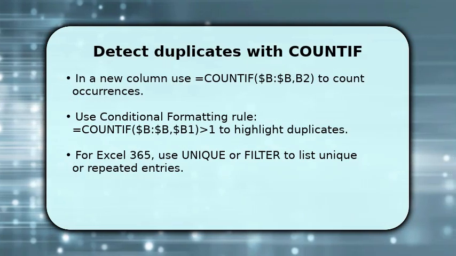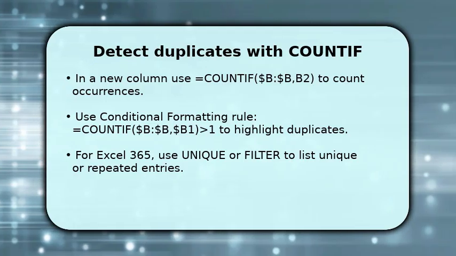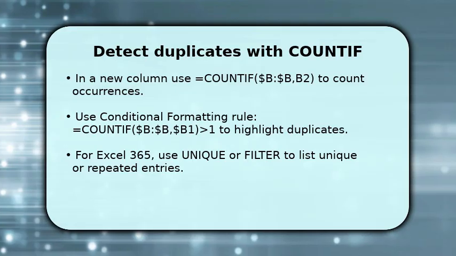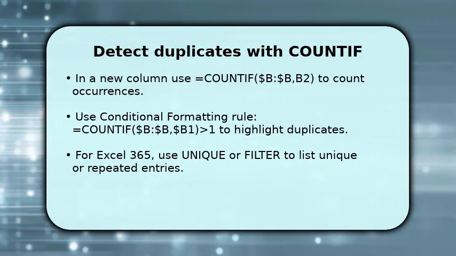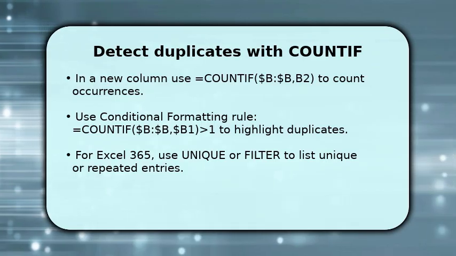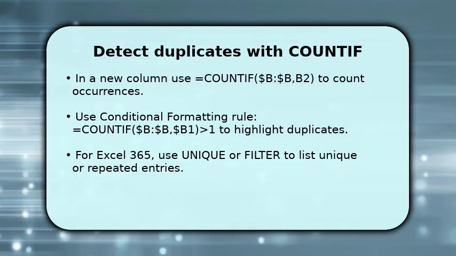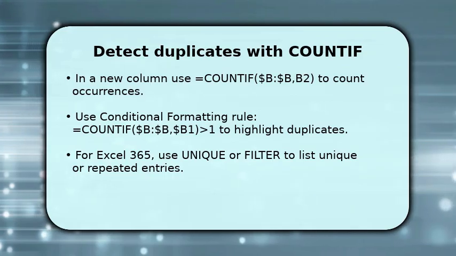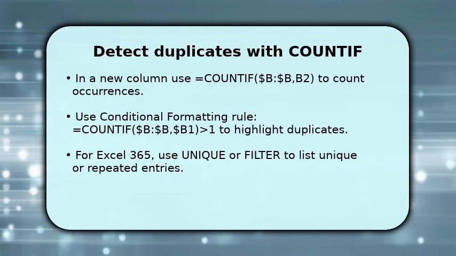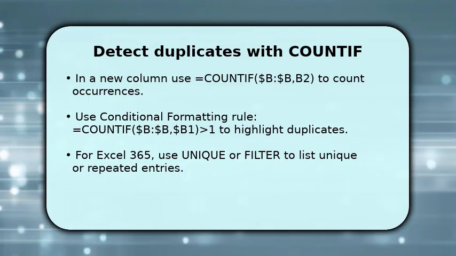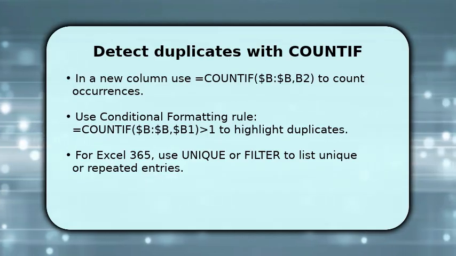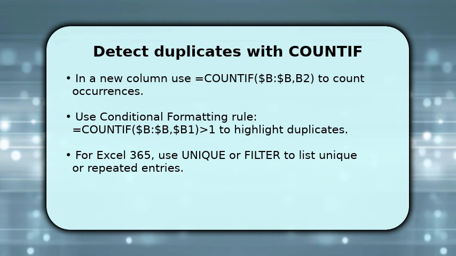Now detect duplicates using counting. In a column next to your normalized text, enter =COUNTIF($B:$B,B2) and copy down. Values greater than 1 signal duplicates. Once done, apply conditional formatting with the formula =COUNTIF($B:$B,$B1)>1 to highlight every repeated cell visually. If you have Excel 365, you can also use UNIQUE to extract uniques and filter, with COUNTIF 1 to return only duplicates, which helps when you want a concise list.